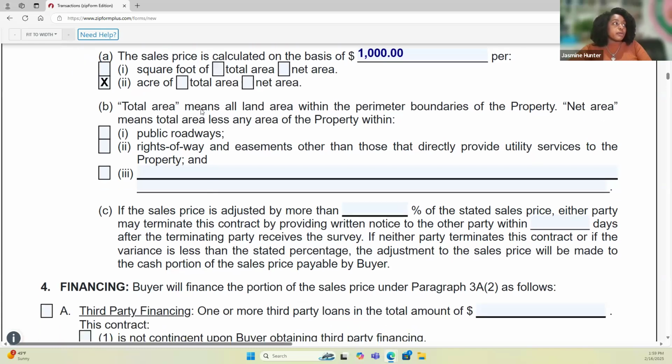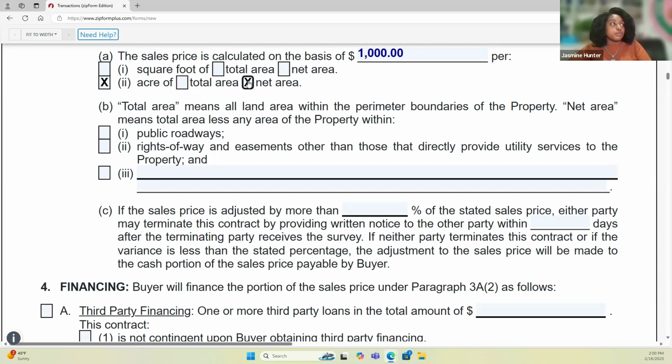Okay, down here, total area means all land area within the perimeter boundaries of the property. Net area means total area less any area of the property within public roadways, right-of-way easements, and things like that. If you're buying a property that's like farmland and it's kind of off the highway, then the public roadways and right-of-way easements are probably not concerning you. But if you're buying in a warehouse area and you're trying to build a car lot or something like that, there's a highway coming right in front of you. There's a roadway to get through this land to get to the next piece. So if there are any public roadways, or an easement for water lines, things like that, you might want to do it based on the net area.